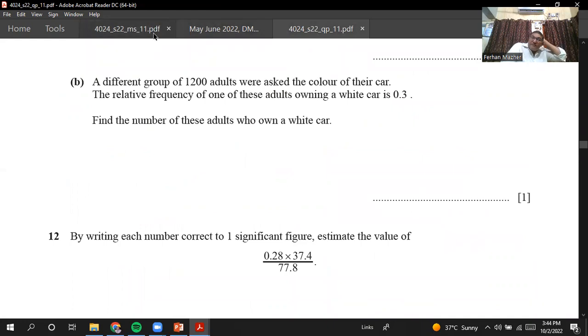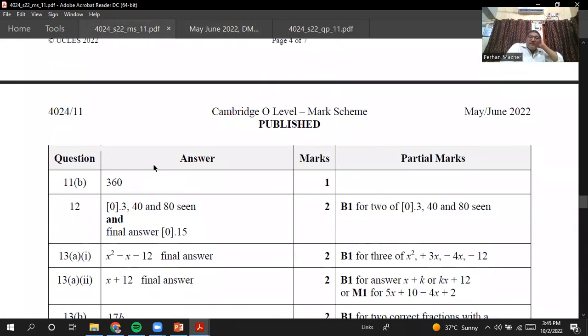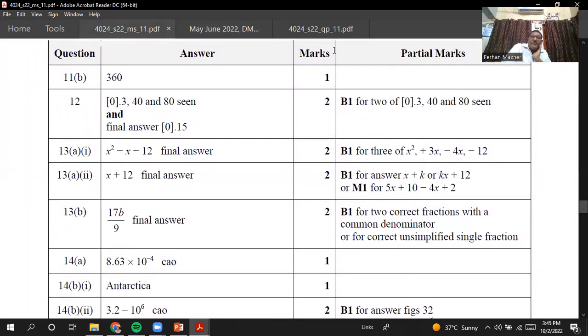Question number 11. 360 is the right answer. So you can see here.